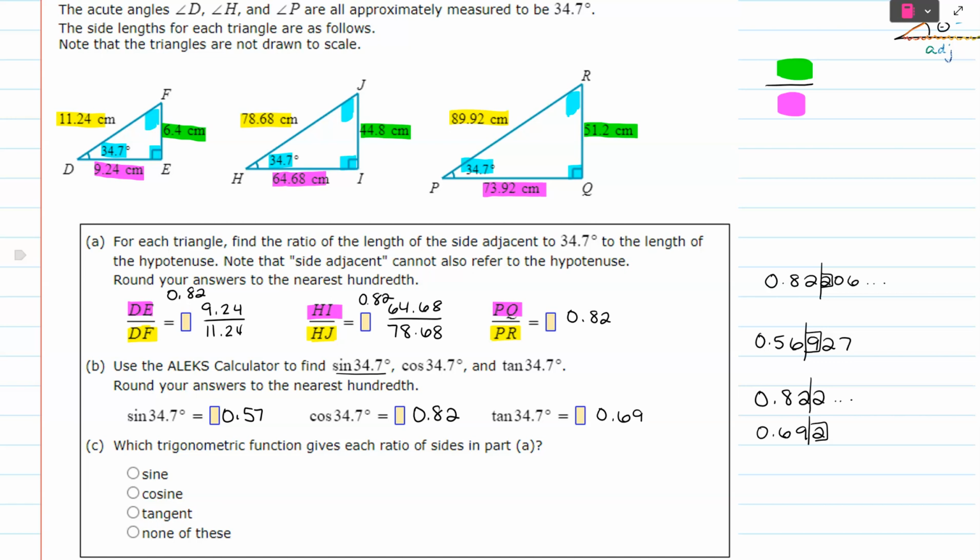So now, which one of these was the ratio of pink to yellow? Well, it looks like it would be the cosine, right? Now, let's just investigate that. We've got SOHCAHTOA. So cosine is adjacent over hypotenuse. So adjacent was touching. If this was the angle, this is definitely the adjacent side, and this is definitely the hypotenuse side. And so there you go. It looks like that was the cosine of the angle.